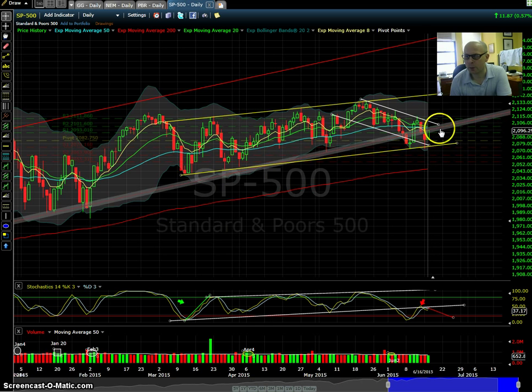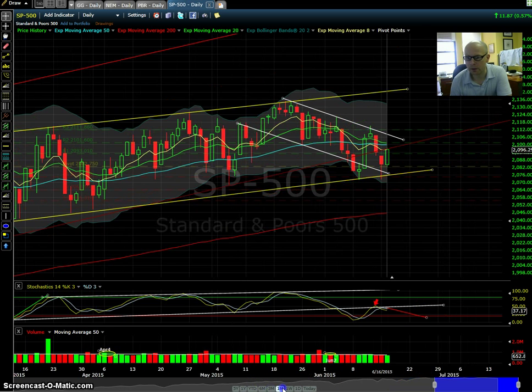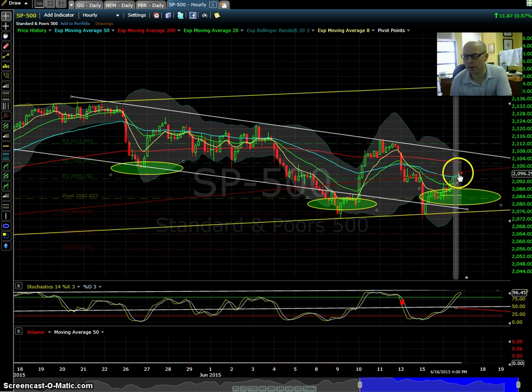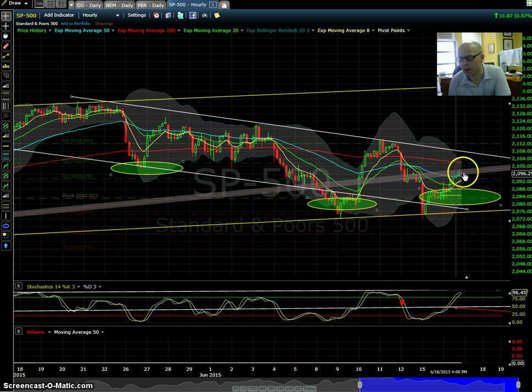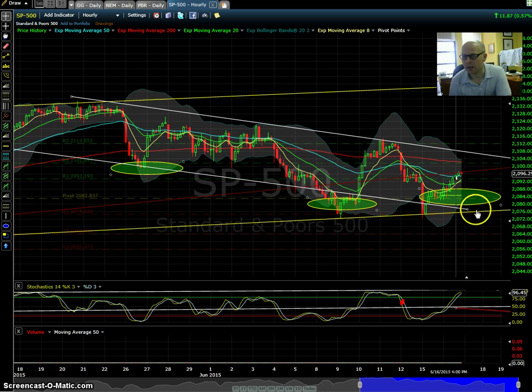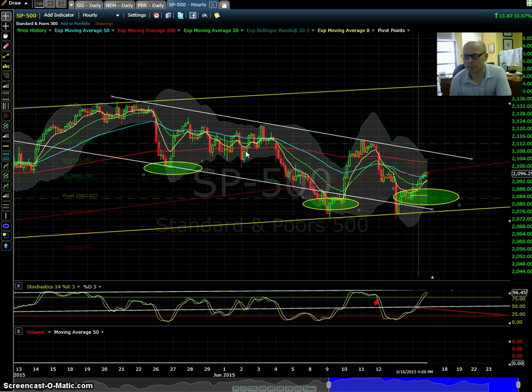So this is the important point. We are here at the important levels. If it breaks, we may see some upward move. If the market opens weak, we may see a downward move. Okay, what else? What else, guys?